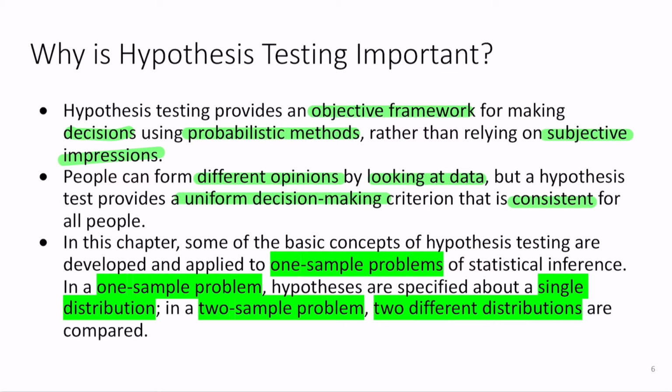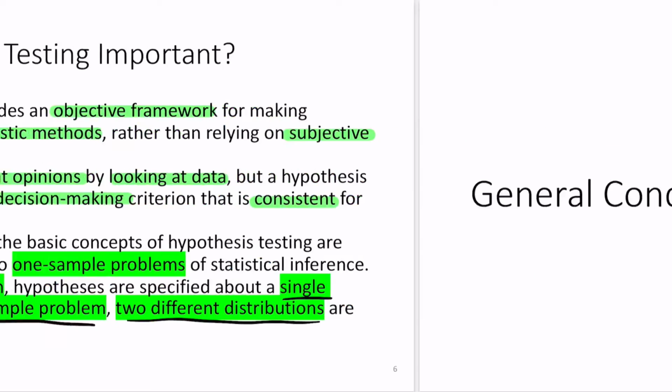So in this chapter, we'll talk about some of the basic concepts of hypothesis testing, develop them, and apply them specifically to one sample problems, where we only have one single sample taken from a population. A one sample problem is one where the hypotheses are specified about a single distribution. In a two sample problem, you have two different distributions that are being compared. Now remember the difference here. In a one sample problem, we have hypotheses about a single distribution. In a two sample problem, we are comparing two different distributions. So that is the idea behind one sample and two sample tests.